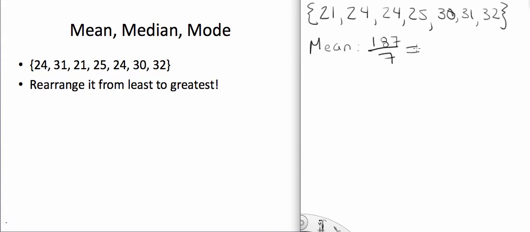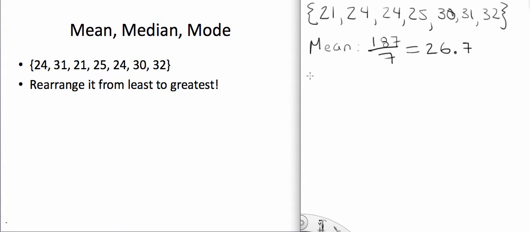But I can't. So here is 187 divided by 7. That gives us an answer of 26.7. Okay, just a little bit of a note. If the number that you get for the mean doesn't kind of fit these numbers we've got here, you did it wrong, so you've got to redo it.